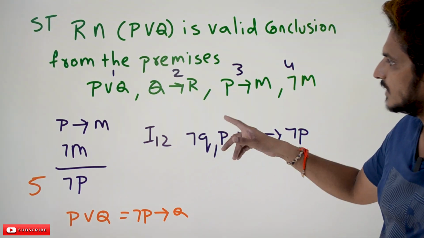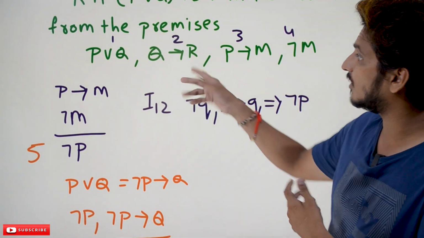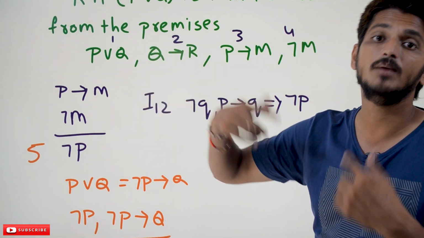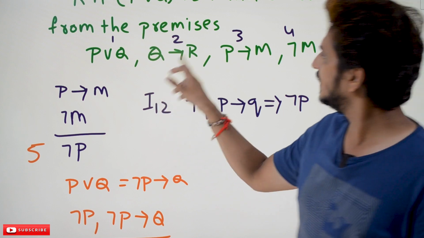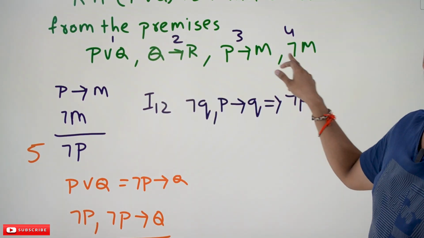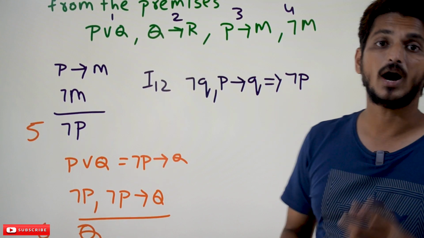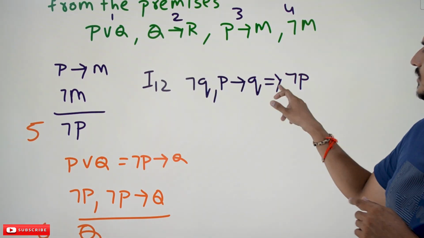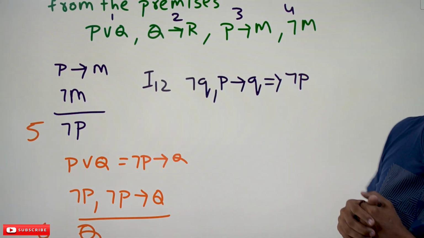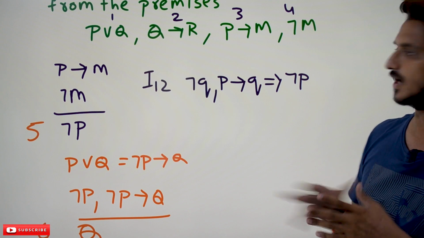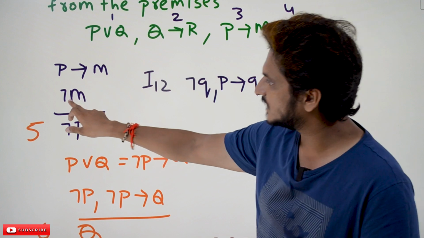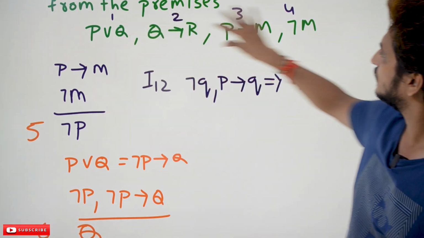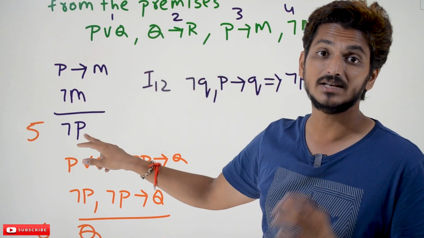So from the given premises, we need to show that, see these are in the form of Q implies R, P implies M, negation M. So we have to convert in the form of implies. So that's why P implies M, negation M. From these two, this is in the form of I12, inference rule 12. I12 means negation Q, P implies Q, that is equivalent to negation P. From the I12 inference formula, negation Q, P implies Q can be written as negation P. So from these four premises, we concluded that negation P is a valid premise.